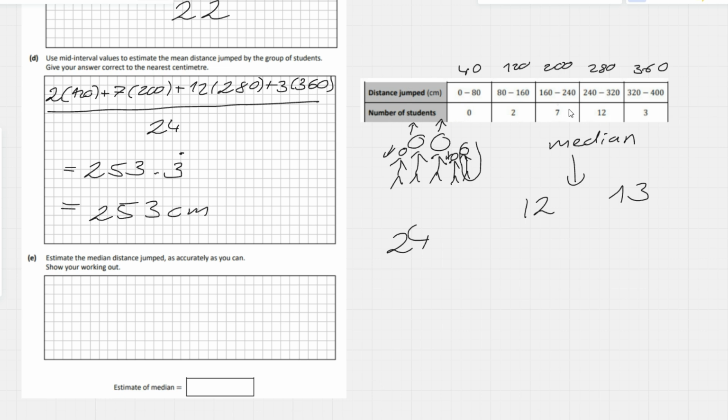So 2, 7. So we know 9 people are here. So 9 people will be here. So the 12th and the 13th person will be in this box here. Why do I know that? Because it'll be 1, 2, 3, 4, 5, 6, 7, 8, 9. And then it'll be 10, 11, 12, 13, all the way up to 21, and then 22, 23, 24. So this will be our median. So a good estimate of the median will be 280 centimeter. So your working out would be finding the median between the 12 and the 13. And seeing as they're both 280, you can get the average of them, which will also be 280.